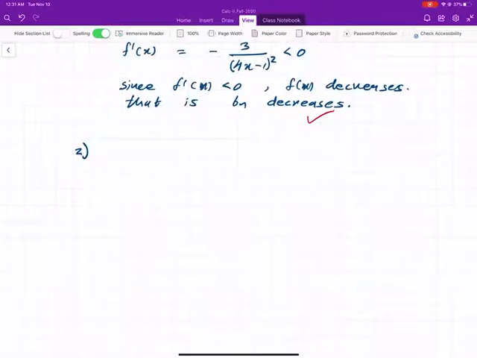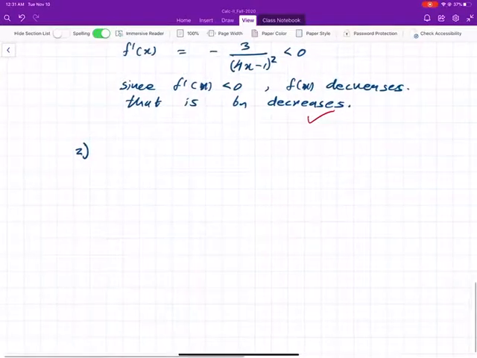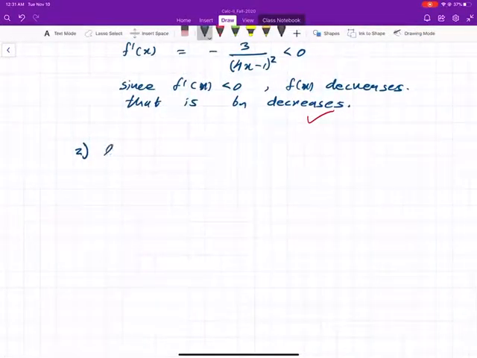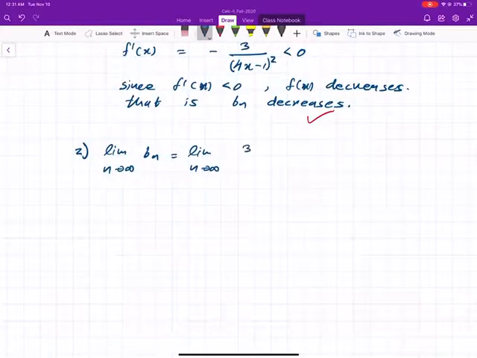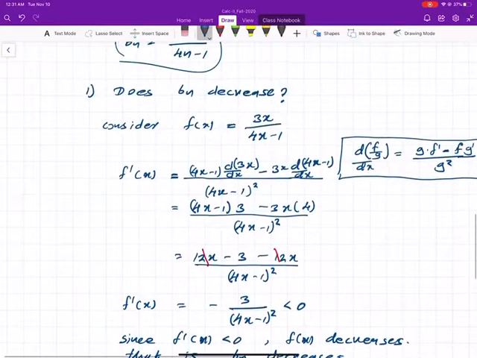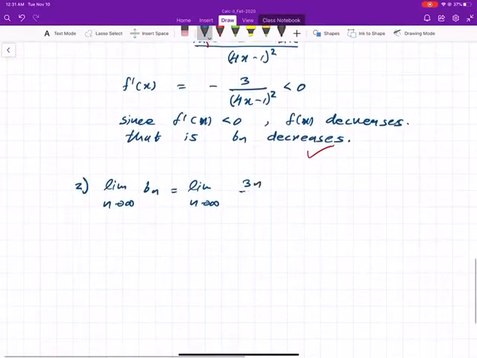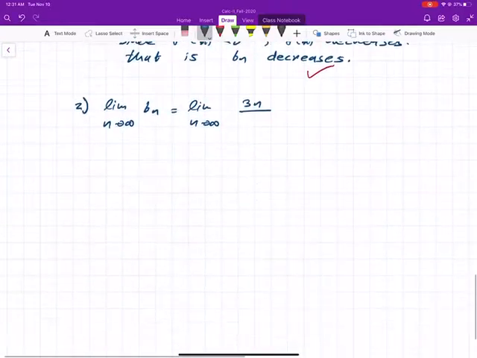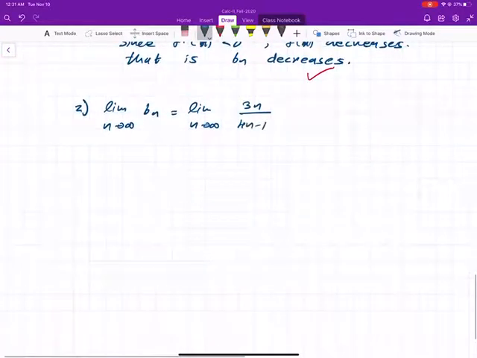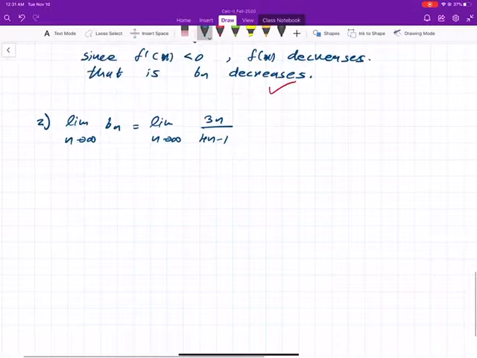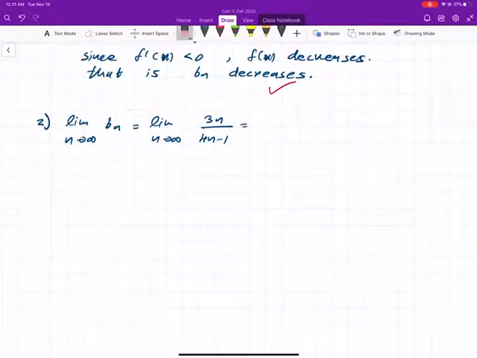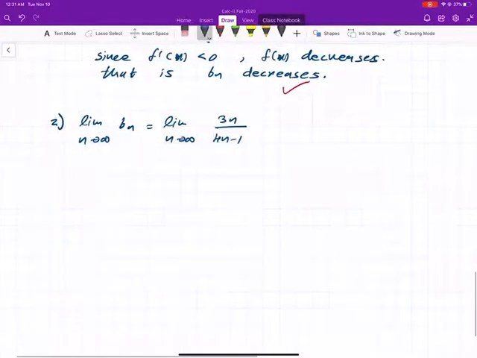In 2, you have to compute the limit as n goes to infinity of bn, where bn is actually 3n over 4n minus 1. So you have learned limits in Calc 1. You can use that knowledge here.